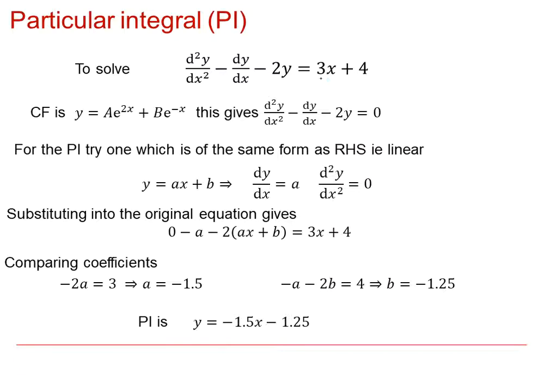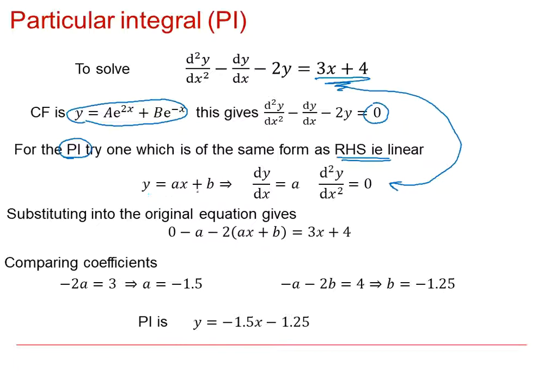So to summarise, in order to solve a second order non-homogeneous equation, you first look at the homogeneous case and find what's called the complementary function. You then need to find this extra top-up function, or the particular integral, which will equate to the right-hand side. So in this example we had a linear right-hand side, so we tried y equals ax plus b, and by substituting for y and its derivatives we were able to find the values of a and b to give us our particular integral.